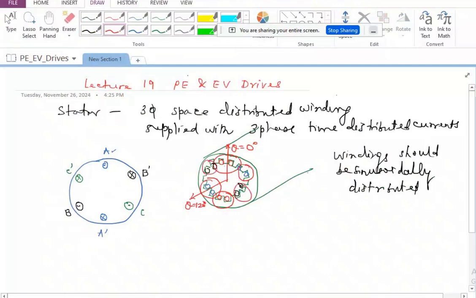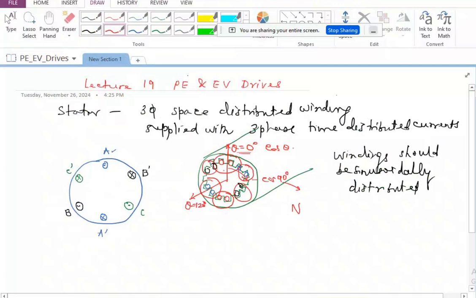So at theta equal to 0, corresponding to cos theta, I should have the maximum number of conductors, say n. As you come towards 90 degrees, where cos 90 is 0, the number of conductors should be minimum as far as A phase is concerned. That is, it has to be literally 0.